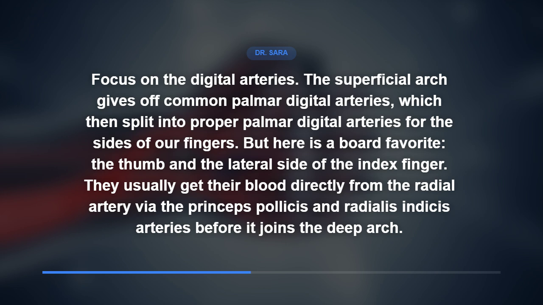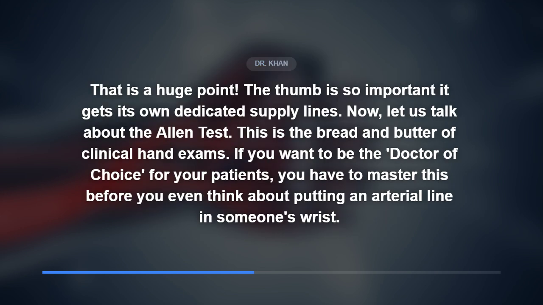The thumb and the lateral side of the index finger. They usually get their blood directly from the radial artery via the princeps pollicis and radialis indicis arteries before it joins the deep arch. That is a huge point. The thumb is so important, it gets its own dedicated supply lines.